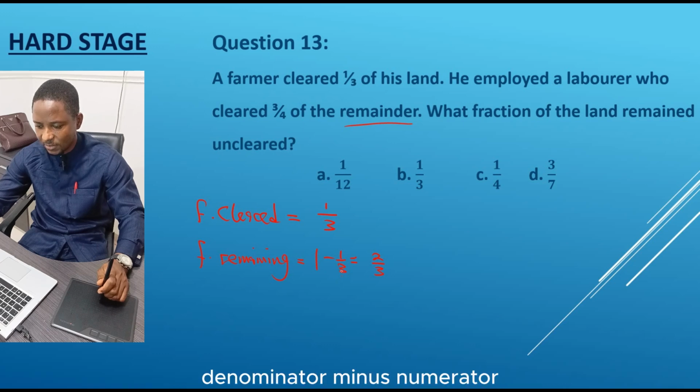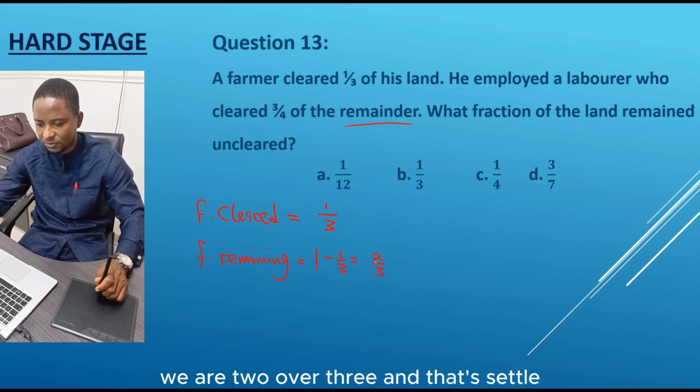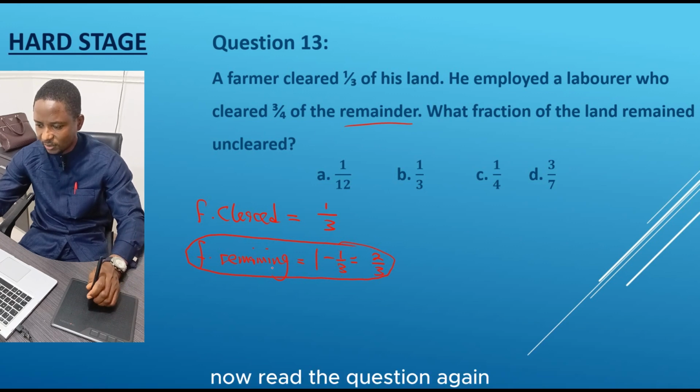Denominator minus numerator. When it comes to 1 minus any fraction, just do denominator minus numerator, meaning 3 minus 1, you have 2/3. And that's settled. So keep this aside, or better still, circle it. Now read the question again.